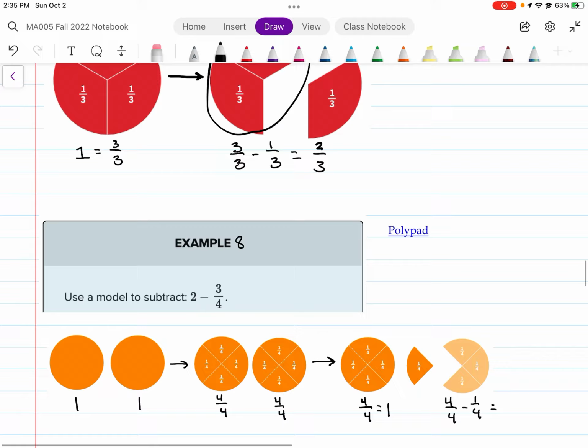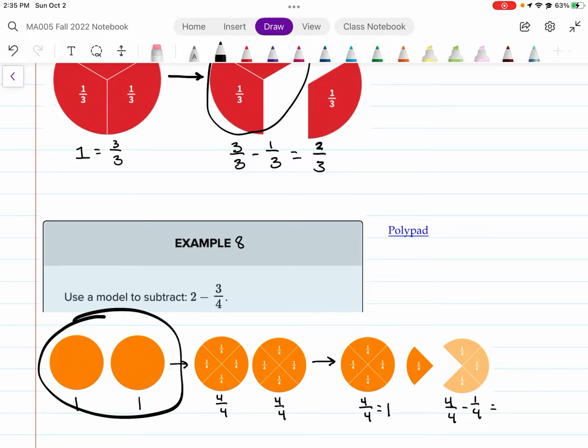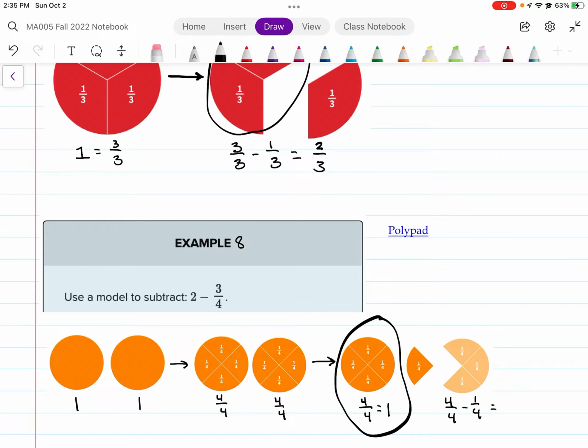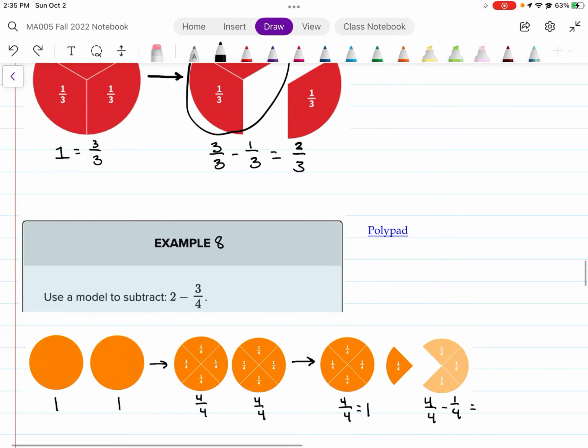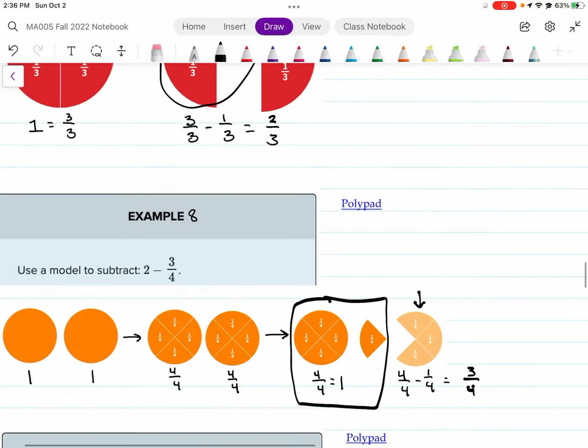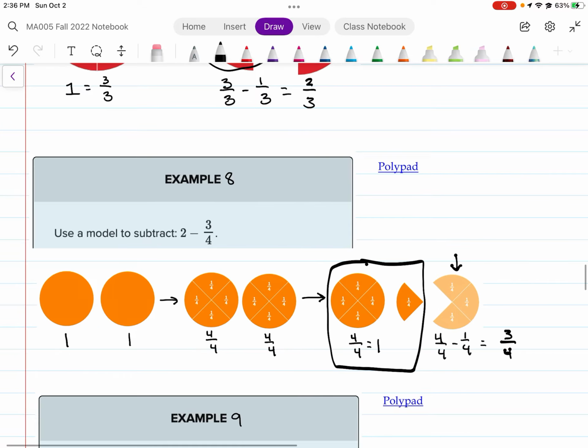The next one, we're using a model to subtract 2 minus 3/4. So here we start with our 2, and then we're going to split it up, each of them into 4/4, so we can take away 3/4. And so then on this one is still our 1 right here. But now we've taken away 3/4, right? And it's gone. So what are we left with? We are left with this darker orange portion right here, because we've taken away this part here. And so that gives us 3/4. Not that you can do that without a model, but sometimes it's nice to really just see what's going on.